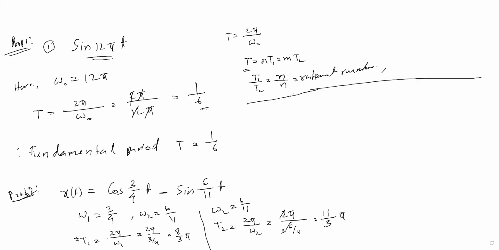So one condition should be satisfied. What is that? T1 by T2 should be in the form of m by n, or the value should be a rational number. T1 is 8 by 3 pi, T2 is 11 by 3 pi. Understood? The pi cancels, and the 3 cancels, so it is 8 by 11.